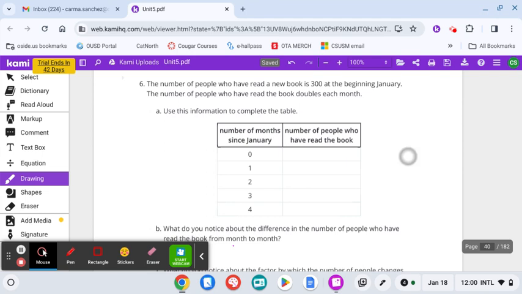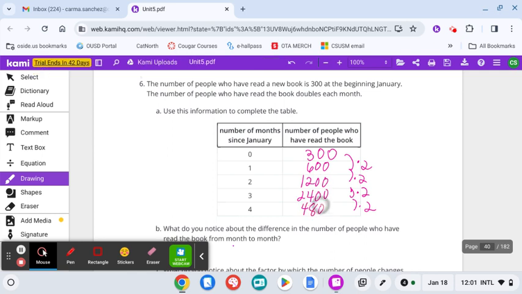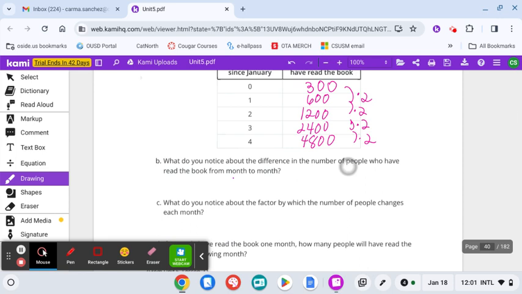The number of people who have read a new book at the beginning of January is 300. The number of people who have read the book doubles each month. So we do that times 2, times 2, times 2, times 2. And you can probably do these ones in your head without a calculator. Then they want us to notice, what do we see with the difference and what do we see with the factor? We notice that the factor for doubling is times 2.